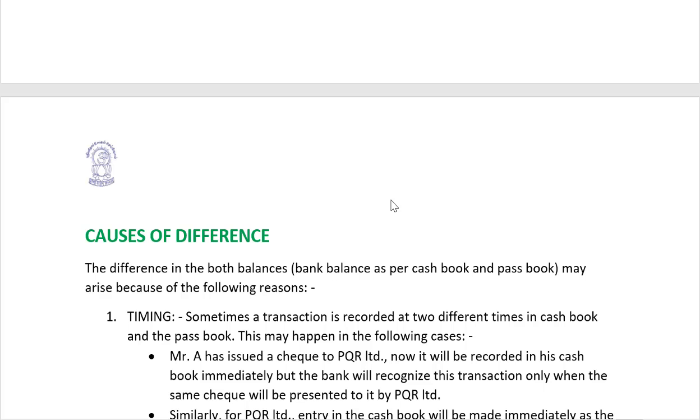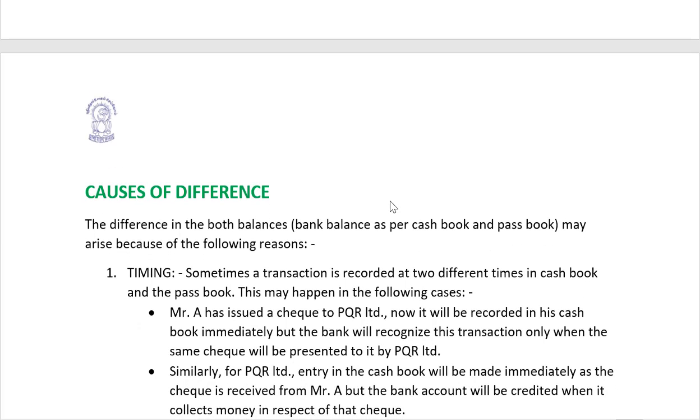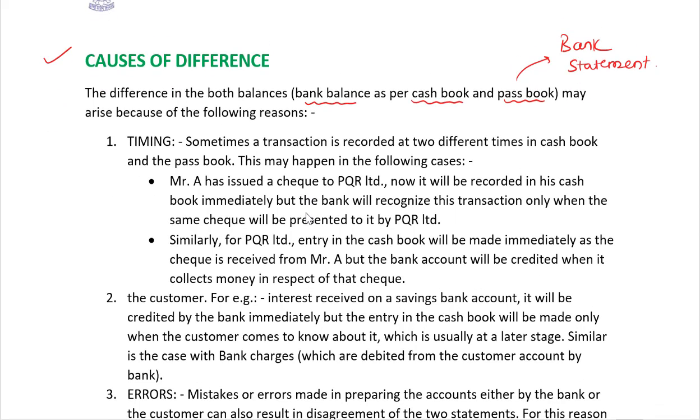Let us continue and see what are the main causes of difference between the bank passbook, that is the bank statement, and the client's cash book, that is the customer's cash book. The difference in the two balances, that is the bank balance as per cash book and the passbook balance, may arise because of the following reasons. Number one, the difference is because of timing. It is known as timing difference. We had seen this in the chapter overview.